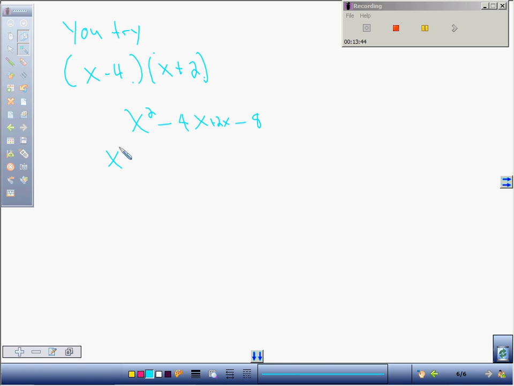And then I have to combine these two. What's minus 4 and plus 2? That's minus 2x minus 8. Okay? How many of you got that one?